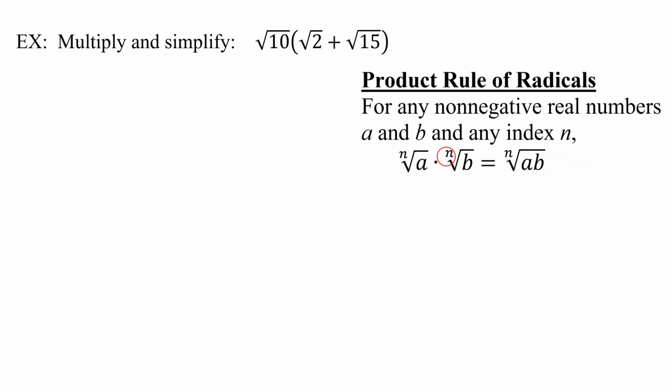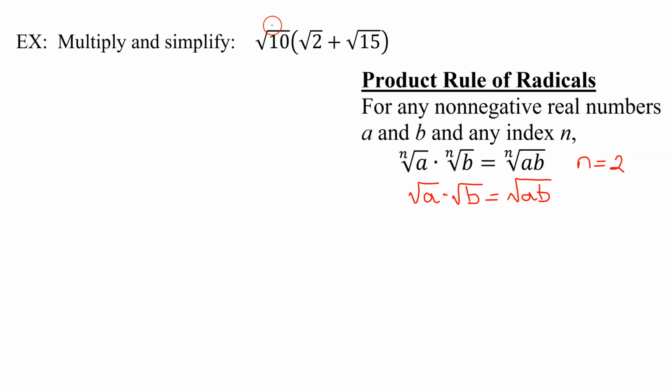Well, in our case, what's the index? We usually don't write it. In our case, n equals 2. And if n equals 2, I'm just going to have the square root of a times the square root of b equals the square root of a times b. So now let's look at our problem.